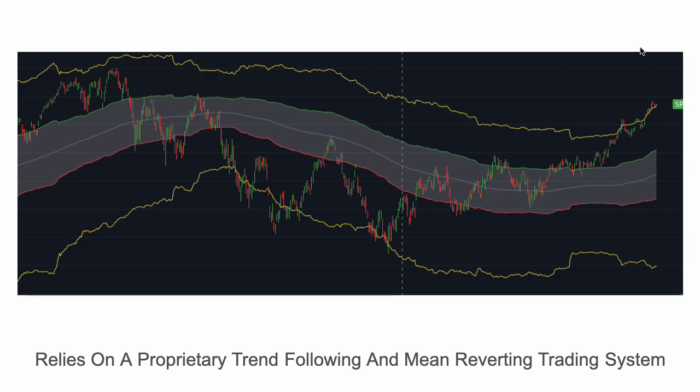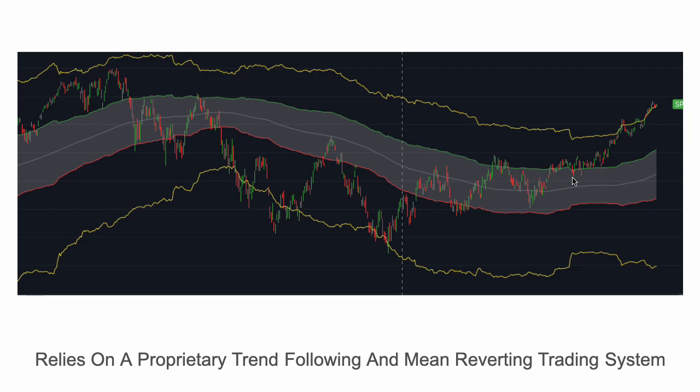All right, let's dive into the trade ideas algo. How does it work and what is it based on? Well, this algo relies on a proprietary trend following and mean reverting trading system. What does this mean? It means that when we look at the market, it can either be going in favor of a trend. It has to be going in some direction, right?